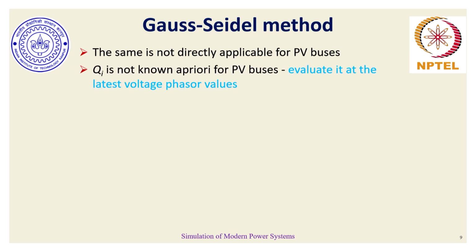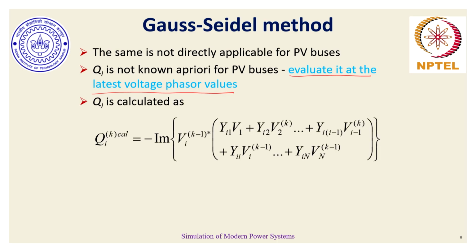Yes. If Q is not known a priori for PV buses, we already know the Q expression in terms of polar or rectangular coordinates of voltages. Let us use that equation and evaluate the Q value of the ith PV bus at the known voltage values, which is the expression shown over here.